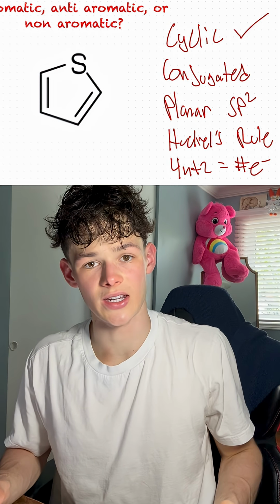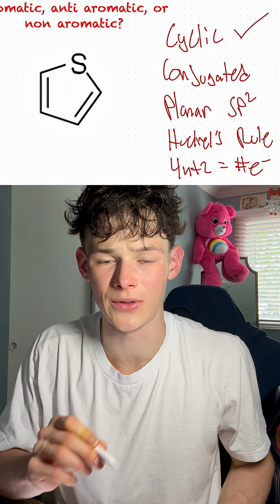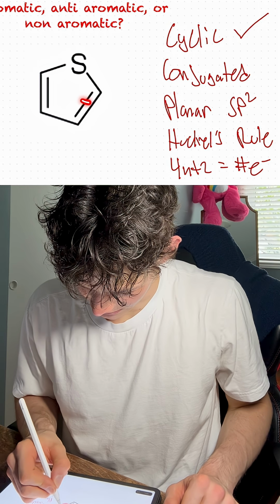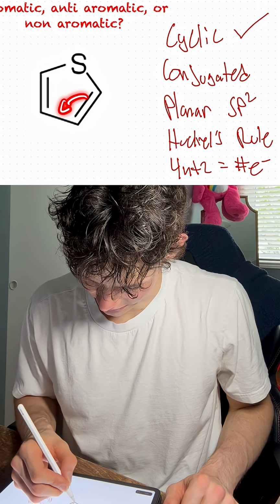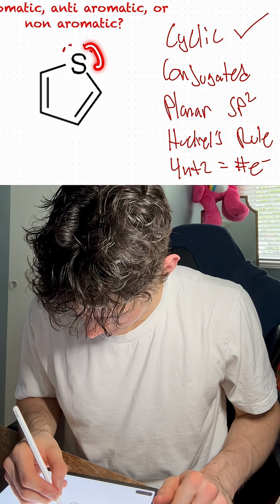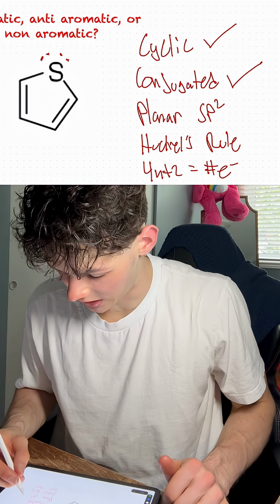Is it conjugated? That means are the electrons shared throughout the entire molecule? It looks conjugated. We have resonance here. This can resonate up to here. And then we can also resonate down here, resonate down here. Sulfur also has electrons that it can use to participate in resonance. Our system is conjugated. Now, is it planar?